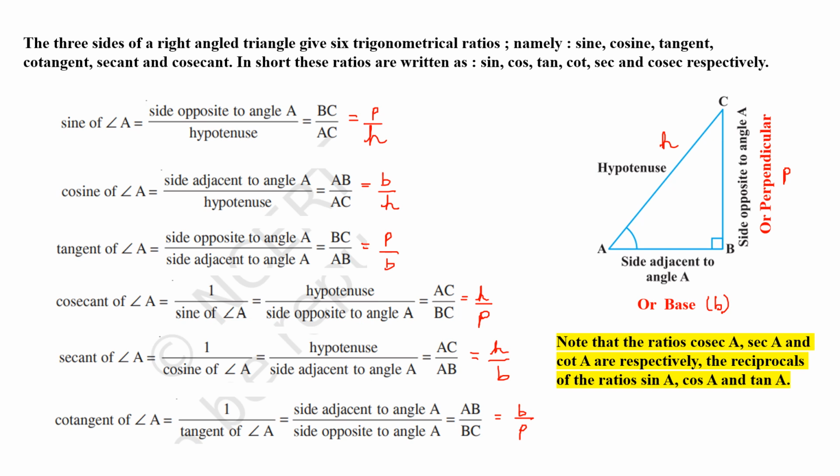Okay. So here we can see that the ratios of cosec, sec and cot are respectively the reciprocals of the ratios of sine, cos and tan, isn't it? That's what I have written here. Cosecant is the reciprocal of sine, secant is the reciprocal of cosine, and cotangent is the reciprocal of tangent. So these ratios are very important. You are going to use them, and while solving the exercise questions, we are going to use these trigonometric ratios only. So please go through all these ratios very carefully.